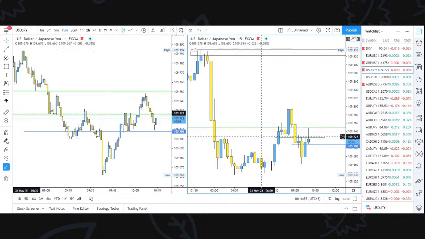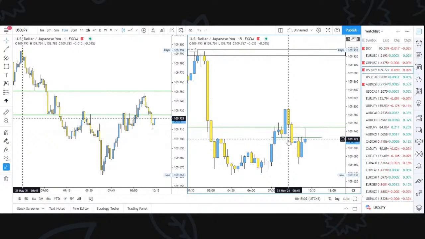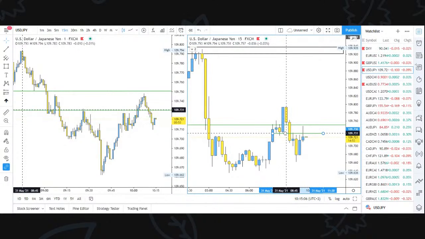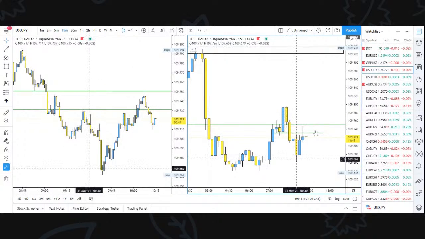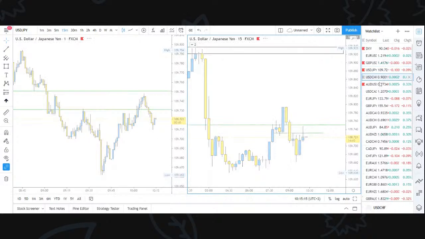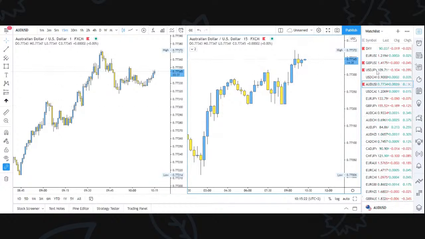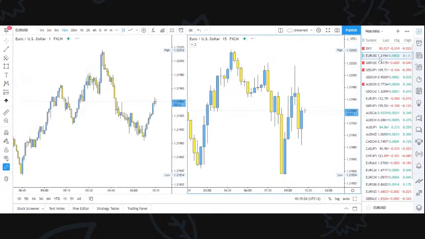USD JPY, the pair that has been taking me for a ride this morning. Looking like we're coming back to retest this. Structure's forming. Do we get a sell signal here after 15 minutes? Who knows? Check AUD USD. AUD USD might actually break to the upside. Euro USD.